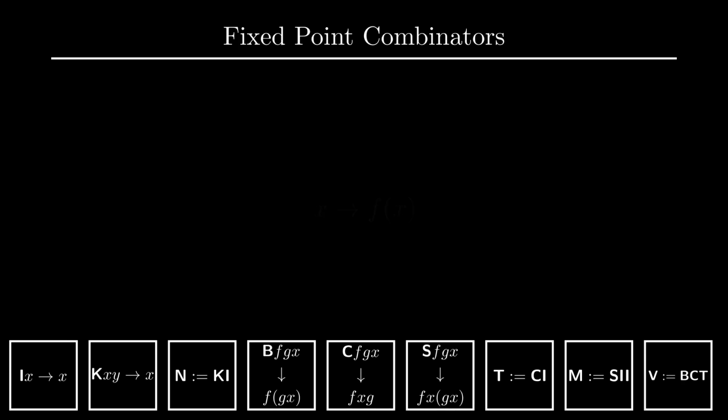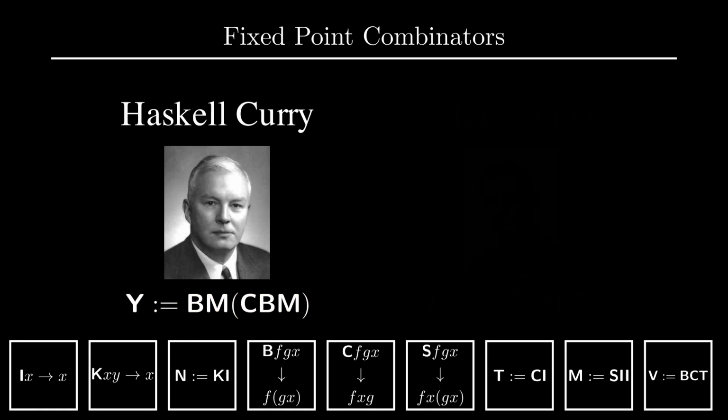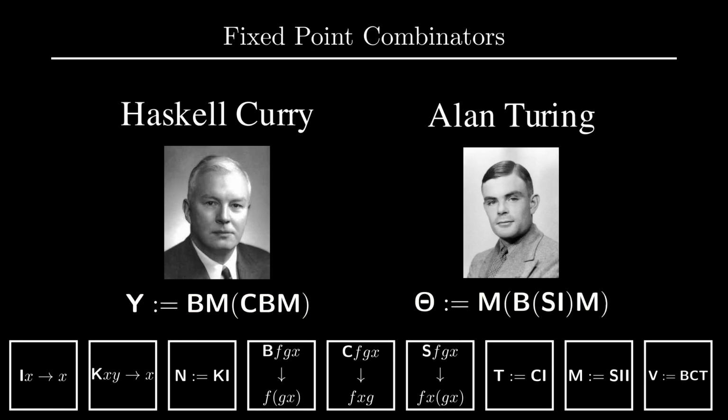It turns out that there are many such possible programs that have the behavior of Y. In fact, we can prove straight away that if Y is a fixed point combinator, then so is SIY. Since Yf also reduces to f of Yf, SIY and Y are extensionally equal. There are two commonly used combinator expressions for Y. One was discovered by Haskell Curry, and the other one was discovered by Alan Turing.